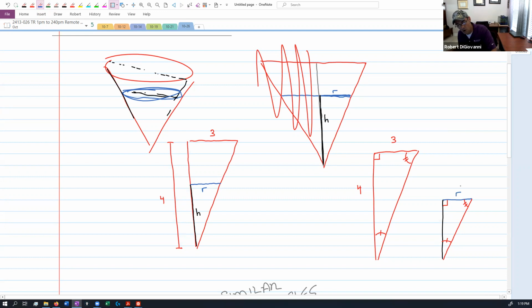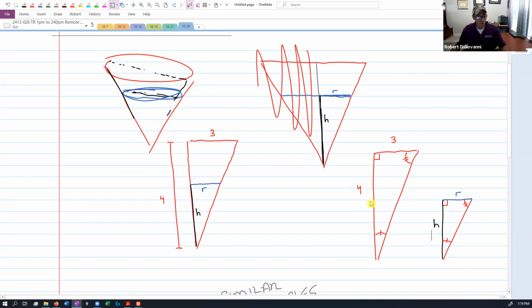So now this is R and this is H. Now I am free to set up a ratio however I want. I can do 3 divided by 4 equals R over H. I could do 3 divided by R equals 4 over H. I could say R over 3 equals H over 4. It just has to be corresponding. What you can't do is 3 over H equals R over 4. They have to be corresponding sides.